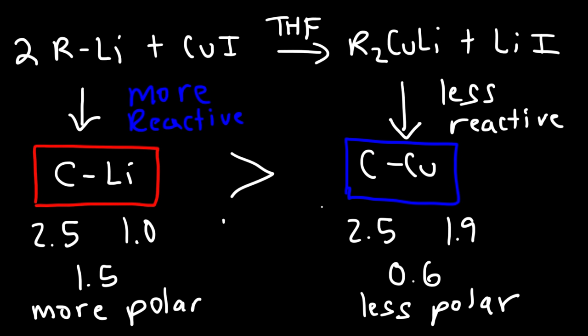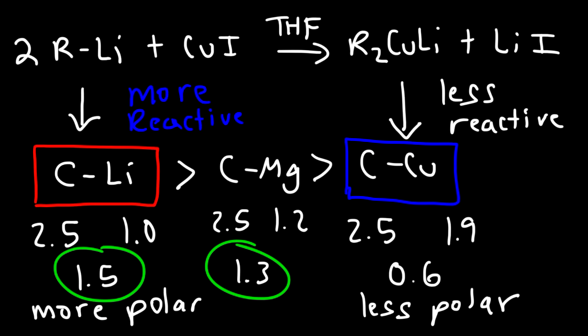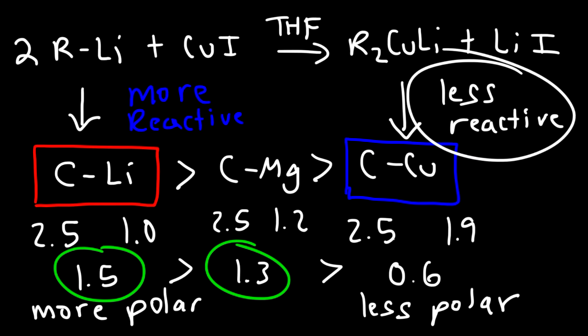So let me take this out. So for the Grignard reagent, we have a carbon-magnesium bond, and magnesium has an EN value of 1.2. So the difference is 1.3. So as you can see, these two are close in reactivity, but the organolithium reagent is more reactive than the Grignard reagent, which is more reactive than the Gilman reagent. So you can see that the Gilman reagent is a lot less reactive.